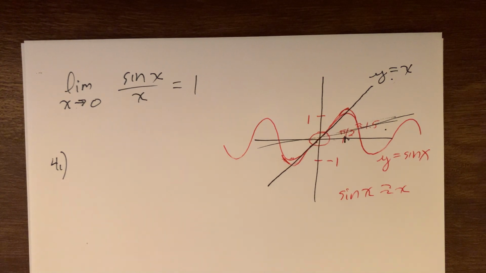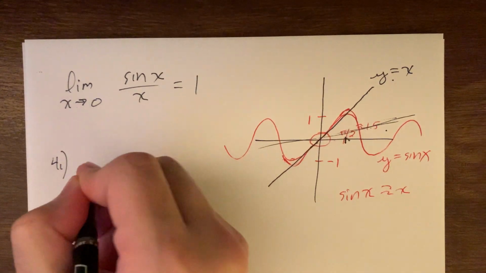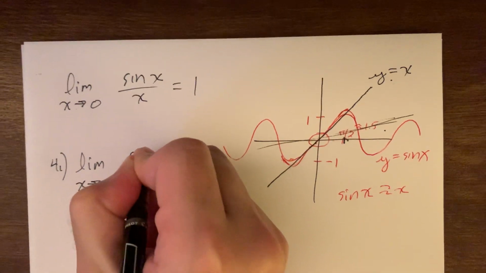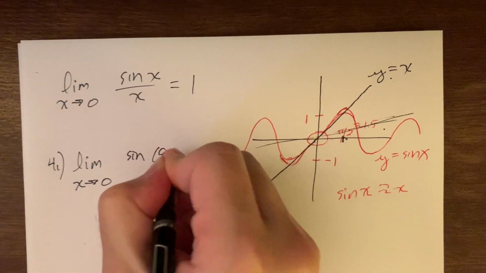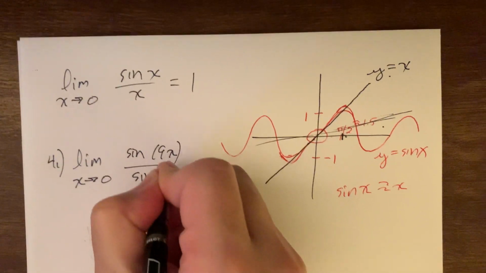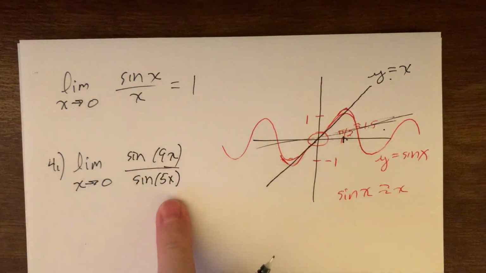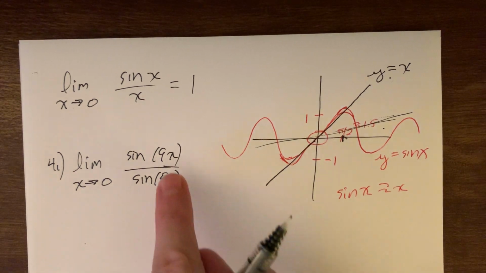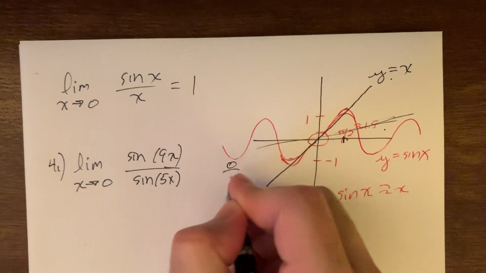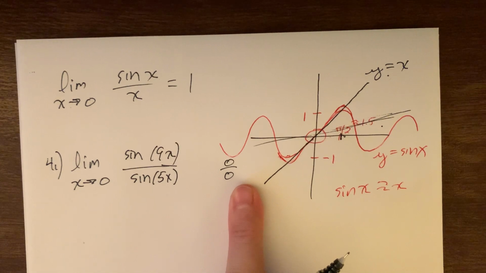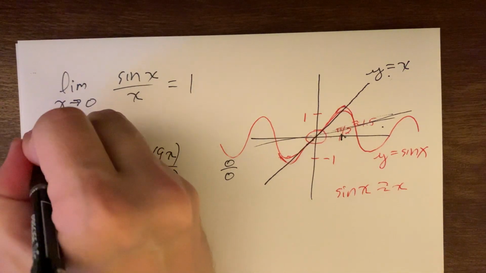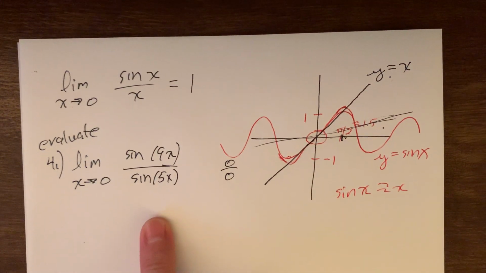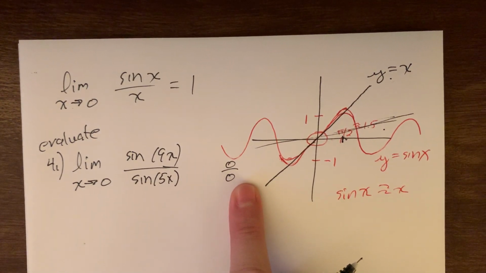So let's look at number 4. Let's look at the limit as x approaches 0 of sine of 9x divided by sine of 5x. Still think about plugging in, but now you get sine of 0 over sine of 0. So we're once again in 0 over 0 trouble. Again, I'll remind you directions. That's all it says. Evaluate this limit. So we have 0 over 0.